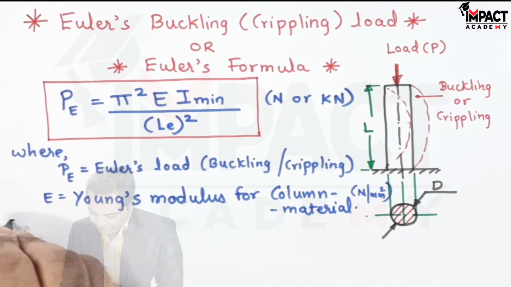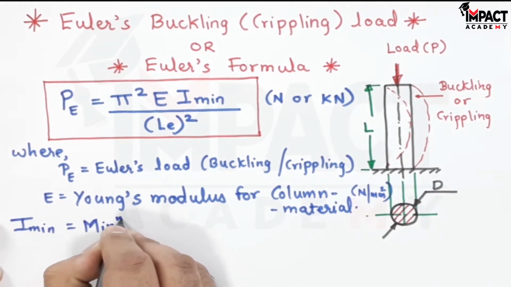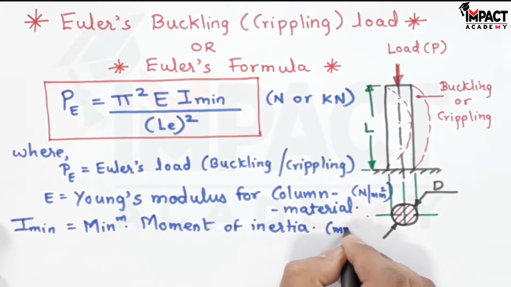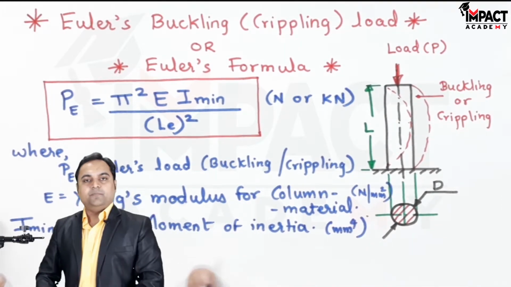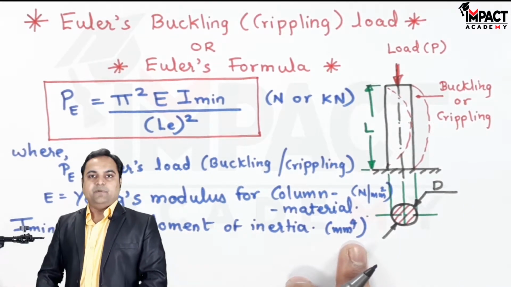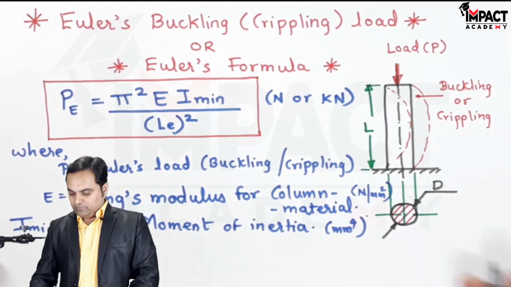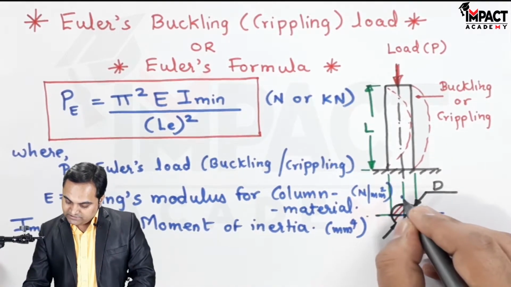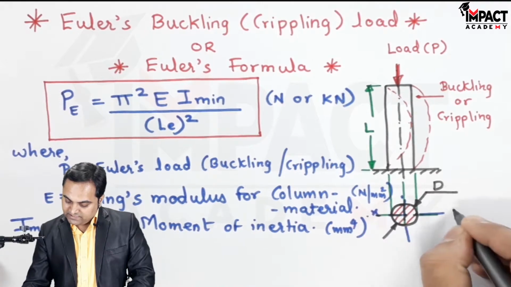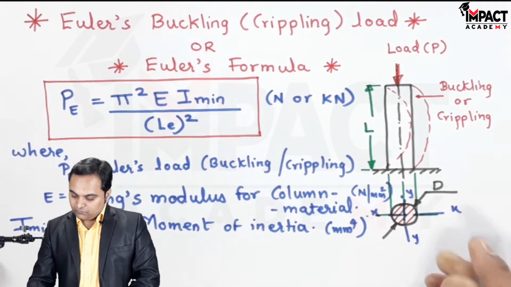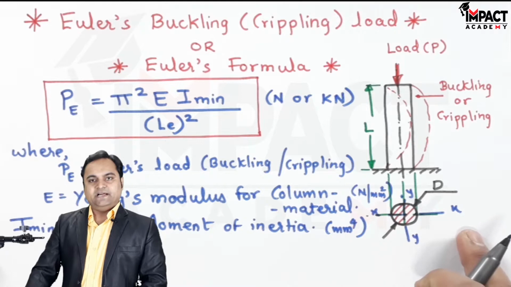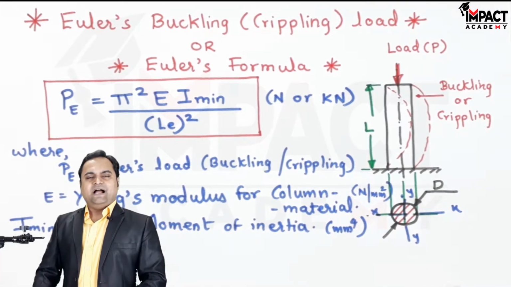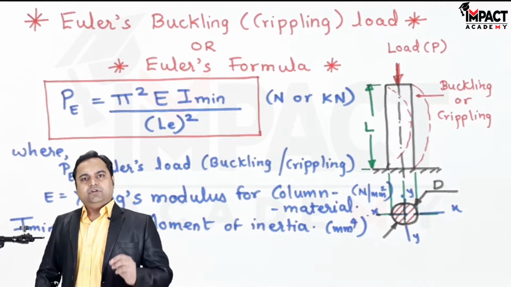Next, I minimum. It is the minimum moment of inertia, and the unit is mm raised to 4. And how to get this minimum moment of inertia? For a column cross section, we have two axes, that is the x-axis and the y-axis. So out of them, if we calculate Ixx and Iyy, the minimum of the values would define I minimum, because at the minimum moment of inertia, the column bends.